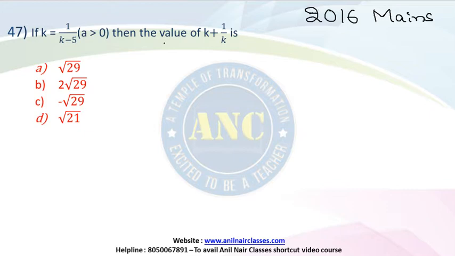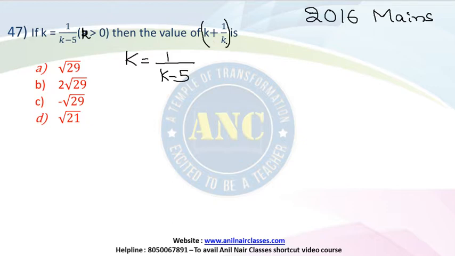Now see here. Question says, if k is equal to 1 divided by k minus 5 and k value should be greater than 0. It is not a value greater than 0, it is k value greater than 0. Right? K value greater than 0. Then find the value of k plus 1 by k.